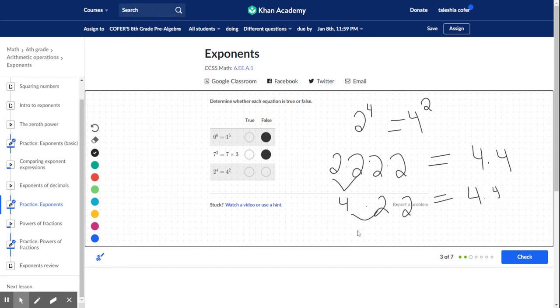4 times 2, that's 8, times another 2. Still trying to see if that's equal to 4 times 4. 8 times 2, that's 16. 4 times 4, that's 16 as well. 16 is equal to 16, so I know that this one has to be true.